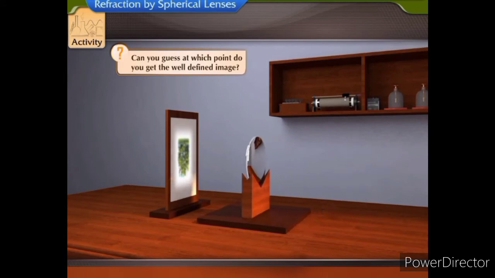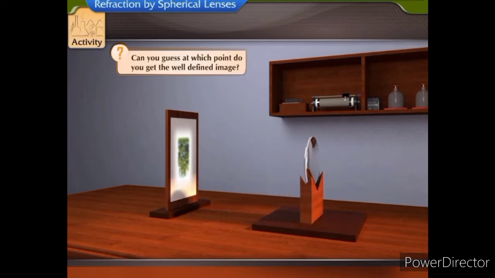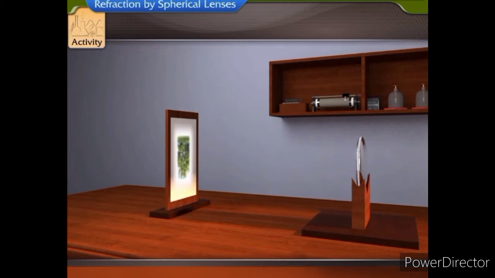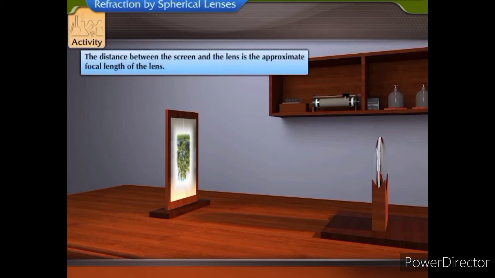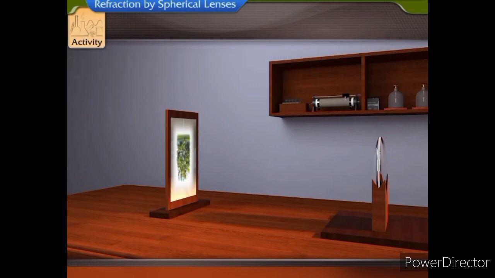Can you guess at which point you get the well-defined image? It is the focal length of the lens. The rays falling on the lens coming from a distant object converge after going through the lens. Hence, the distance between the screen and the lens is the approximate focal length of the lens.